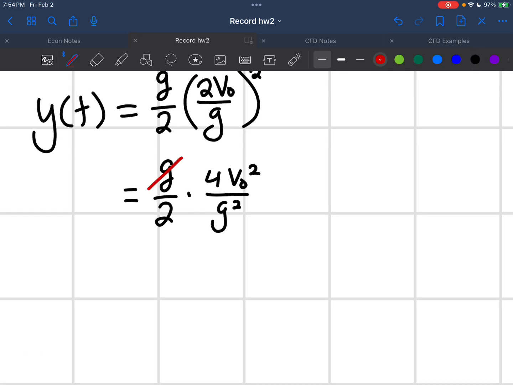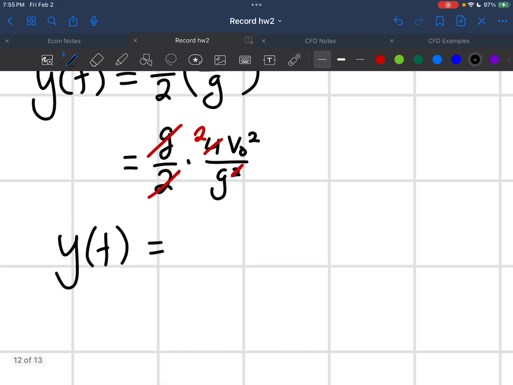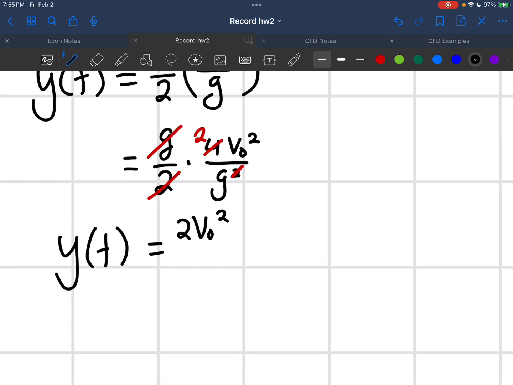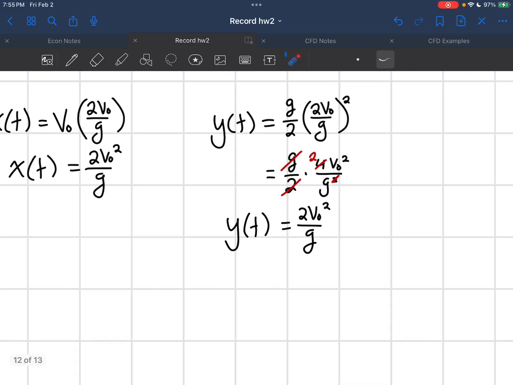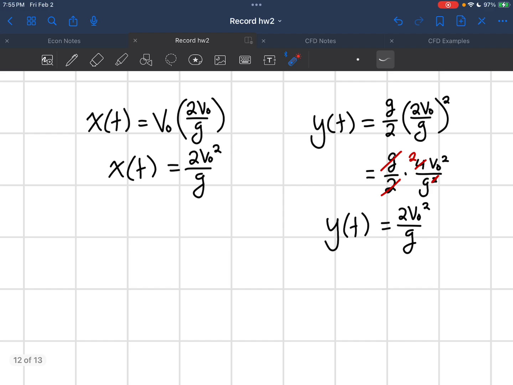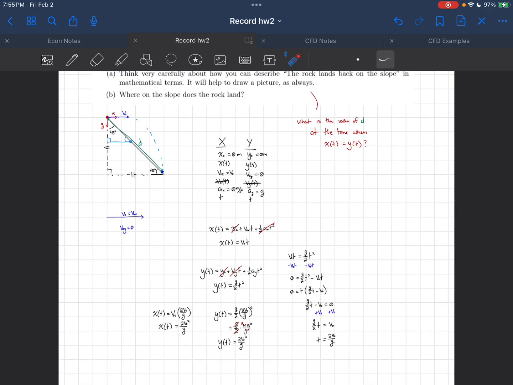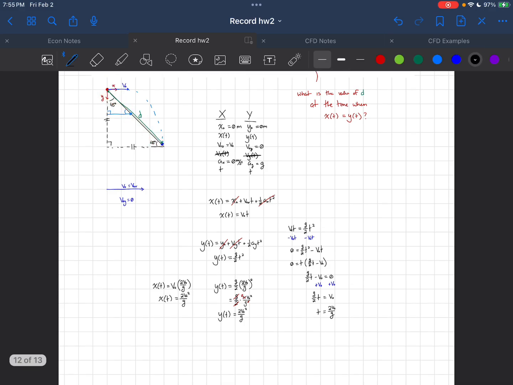But now I have a g in the numerator, which will cancel with one of the g's from the g squared in the denominator. I have 4, which when divided by 2 will give 2. And my v naught squared will stay. So that gives me my simplified expression that y of t equals 2 v naught squared over g, which is exactly what we got for my x of t equation with just a little less work, right? But now, again, that's not what I was trying to solve for to answer the question. I want to get this hypotenuse.